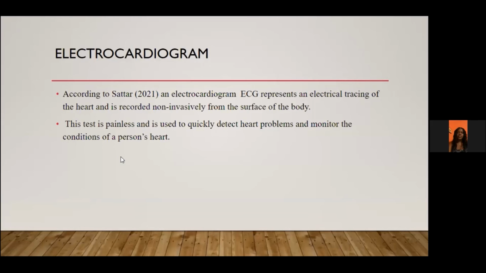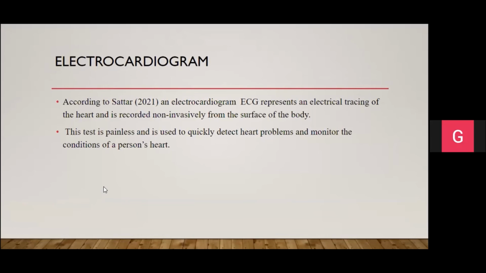Right, so that's just the end of our video. Next, Nurse Morris will be telling us about what an electrocardiogram is and how it works.